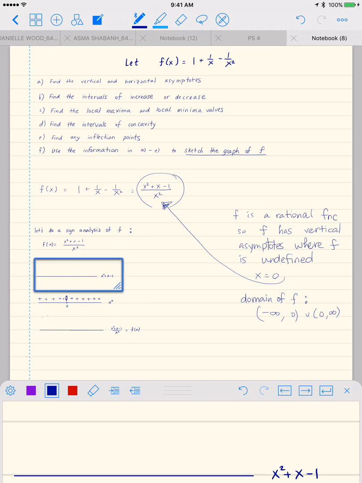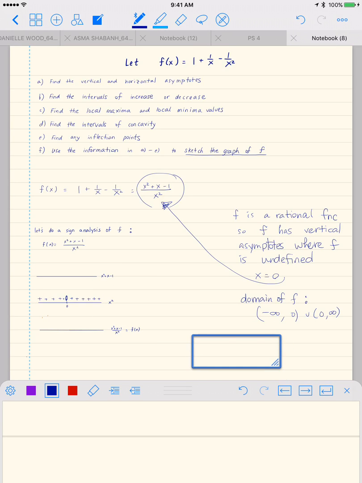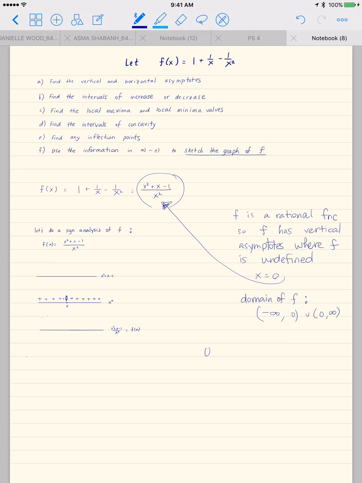Okay, now what about this x squared plus x minus 1? I need to determine when it's positive, when it's negative, when it's 0. So how am I going to do that? Here's a question. When is x squared plus x minus 1 positive, negative, 0? Well, I can't factor it easily, so I'm just going to use my quadratic formula. That's going to be my first step.